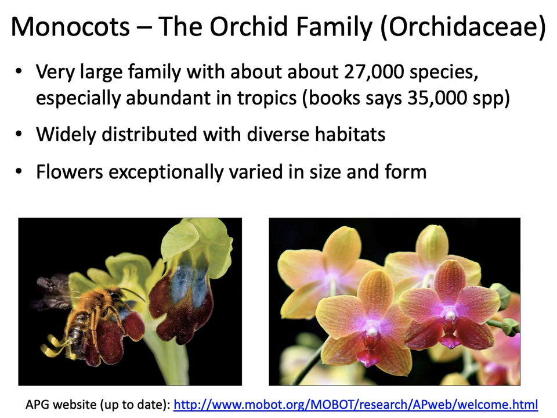And the last family to learn for the monocots is the orchid family, the so-called Orchidaceae. It's very large, about 27,000 species worldwide, very abundant in the tropics, but we have some native orchids right here in California as well. It's widely distributed with very diverse habitats, and the flowers are exceptionally varied in size and form, all of them having very specific relationships with pollinators.